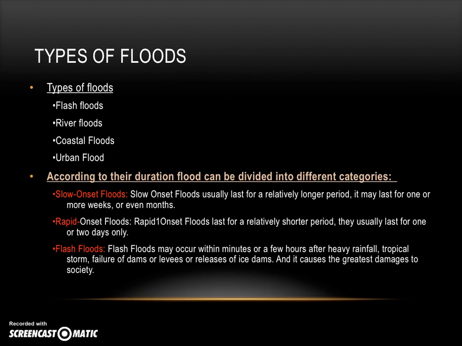There are several types of floods, such as flash floods, river floods, coastal floods, and urban floods. According to their duration, floods can be divided into several different categories. First, we have the slow onset floods, which usually last for a relatively longer period. They may last for 1 or more weeks or even months. Second, we have rapid onset floods, which usually last for a relatively shorter period. They usually last for 1 or 2 days.